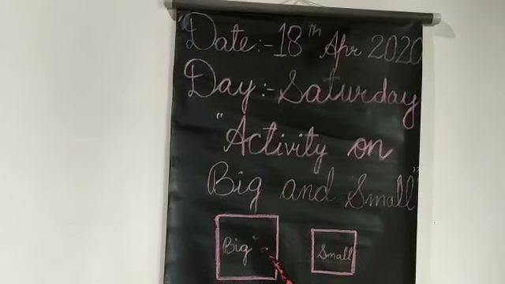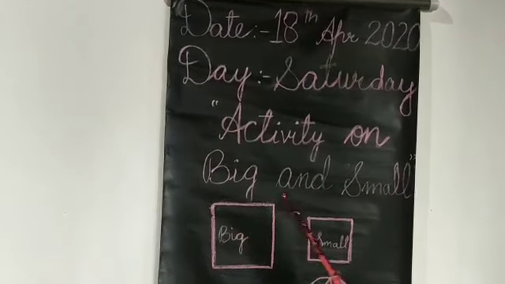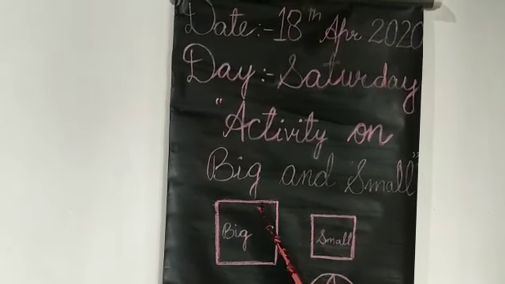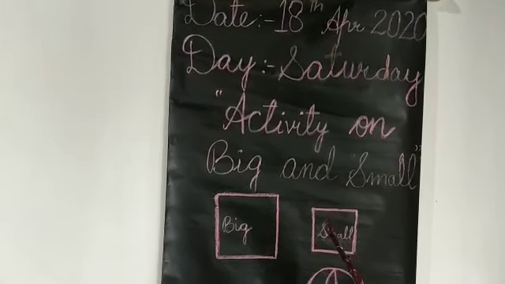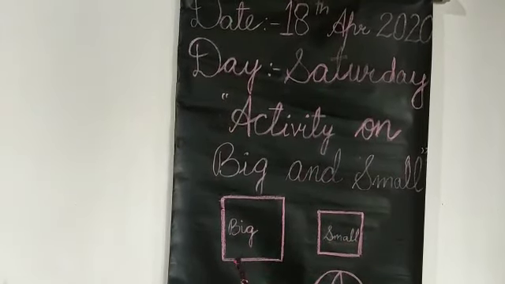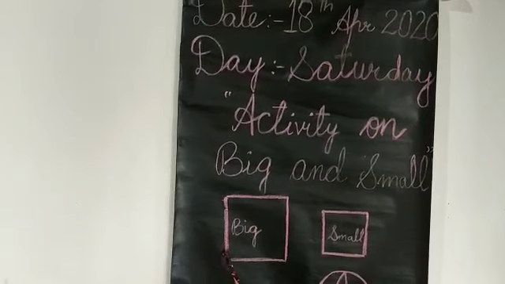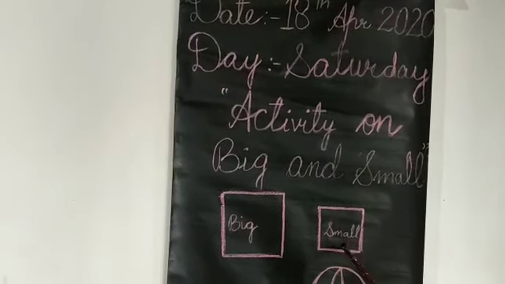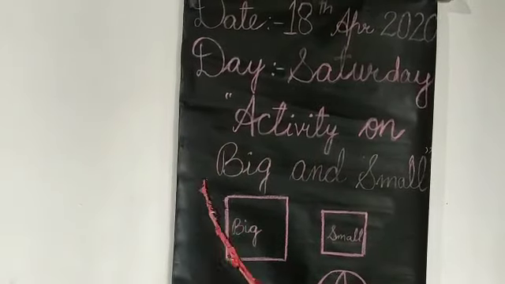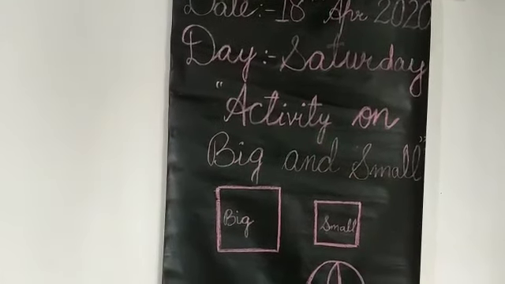Things can be categorized into two categories based on their size. I will repeat. Things can be categorized or divided into two categories based on their size. One is called big, another is called small. Big, small. Like we have so many things around us.